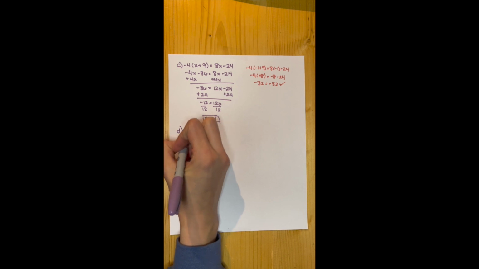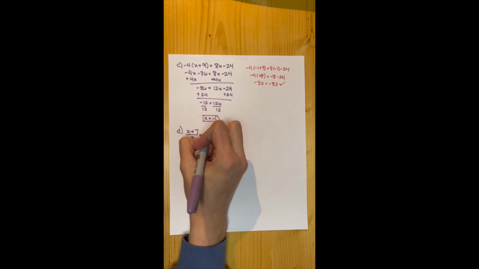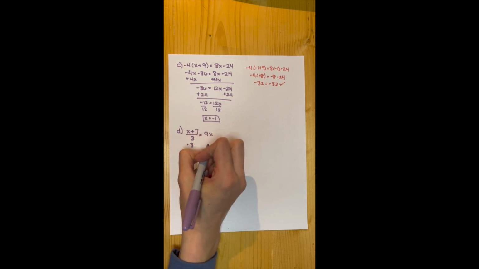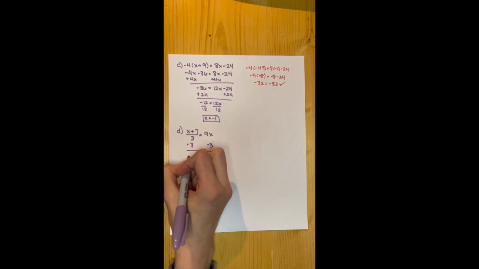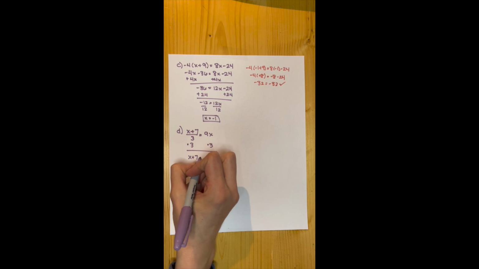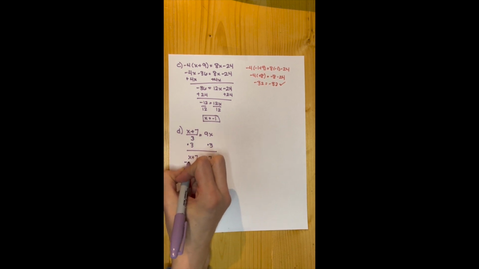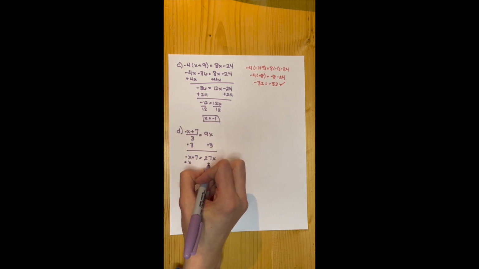All right, last example here, letter D. We have x plus 7 divided by 3 equals 9x. And I meant to make that a negative x. We'll go back and change that here in a minute. We're going to multiply by 3 on both sides. Here's where I notice that it should be a negative x. There we go. So now we're going to add x on both sides.